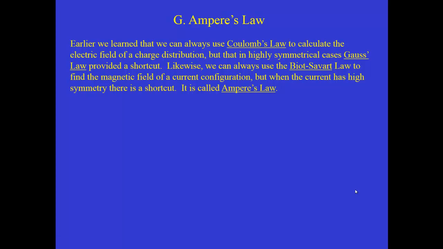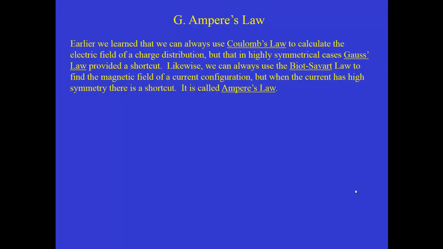To close off this section dealing with the sources of magnetic fields, we're going to introduce another fundamental law called Ampere's Law. And thinking back to our study of electrostatics and how to calculate electric fields, we learned that we can always use Coulomb's law in the expression for the electric field produced by a charge distribution to calculate that electric field. But that in certain highly symmetrical cases, Gauss's law gives us a shortcut, a much easier way of finding the electric field if the symmetry is present.